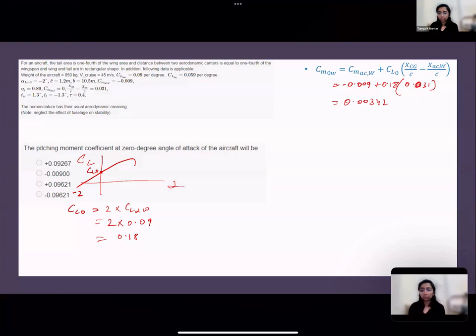Do you remember what the formula was for Cm naught tail? Let me just bring that in. So this is the formula for Cm naught tail. How do we go about doing this? So that you need to find out VH. Correct? How do you find out VH? This was the formula for VH. So let's find out VH first. How do we do this?